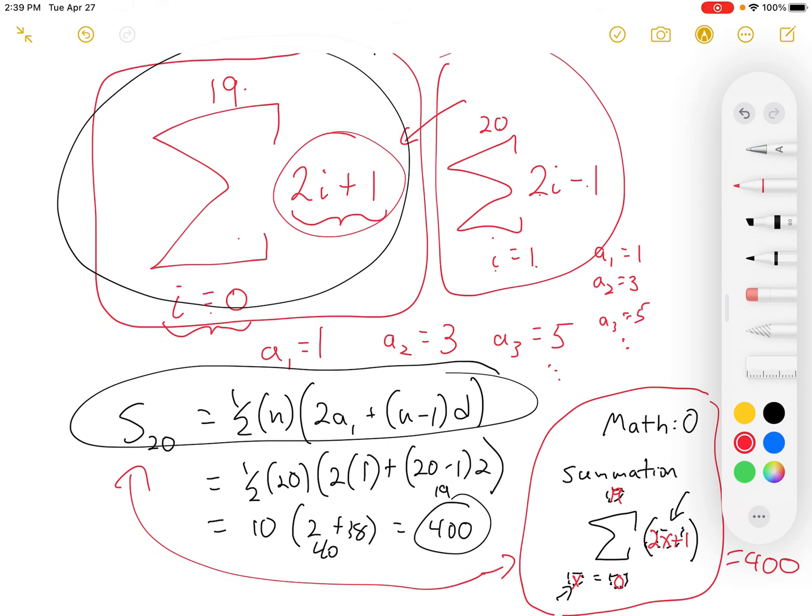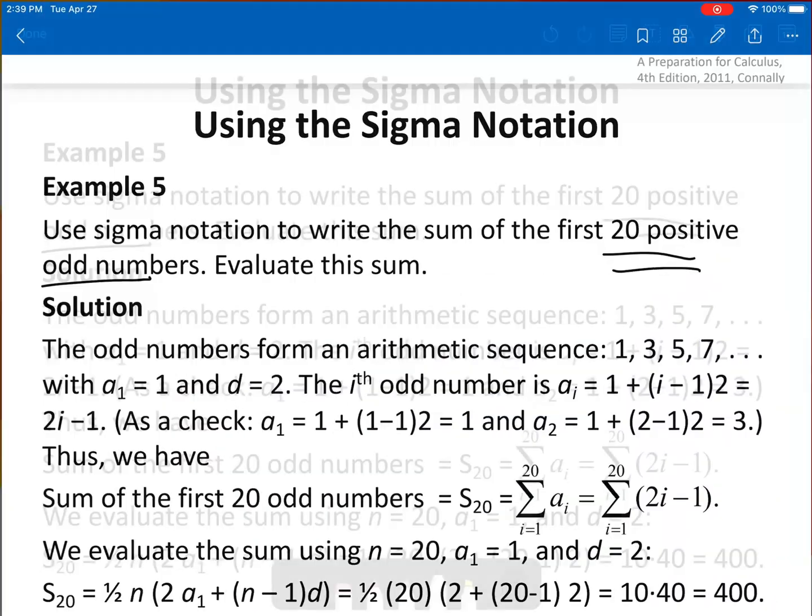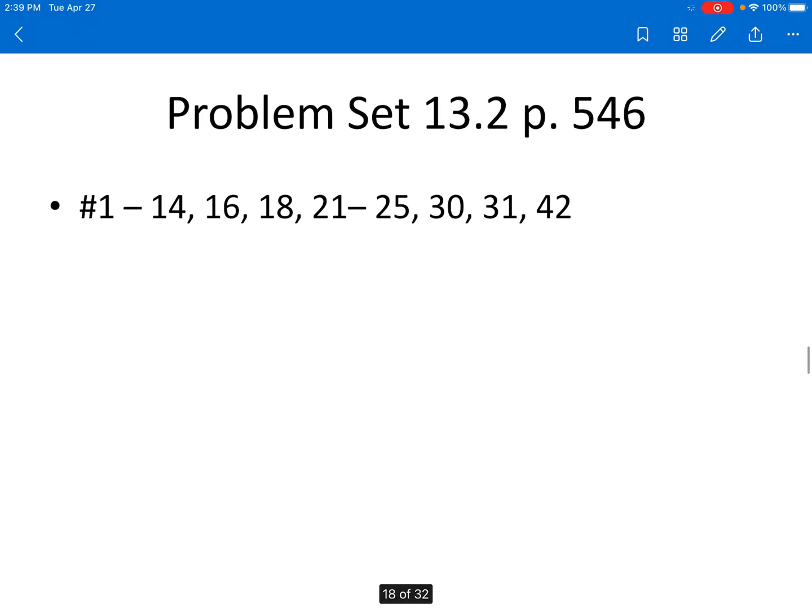And we could use the other one too. I'm going to go ahead and do Math 0 summation. I'm going to put x equals 1 this time, and I'm going to put to 20. I'm going to put 2x minus 1 and see what the sum is. And it is also 400. So we did it correctly. So both of those formulas work.